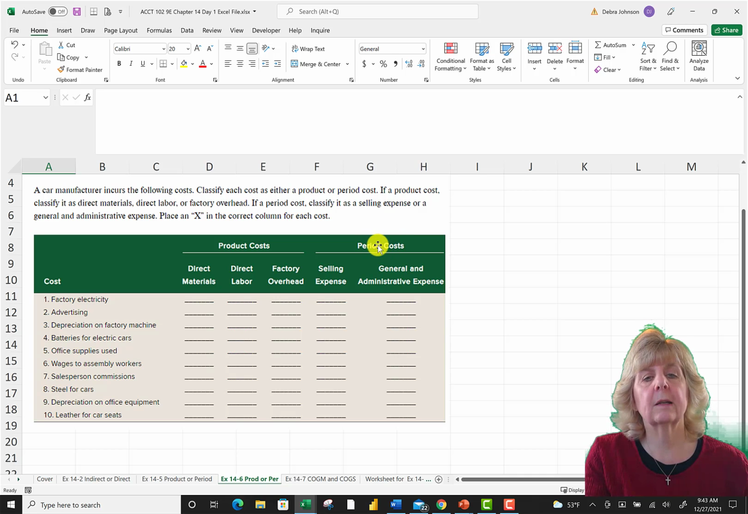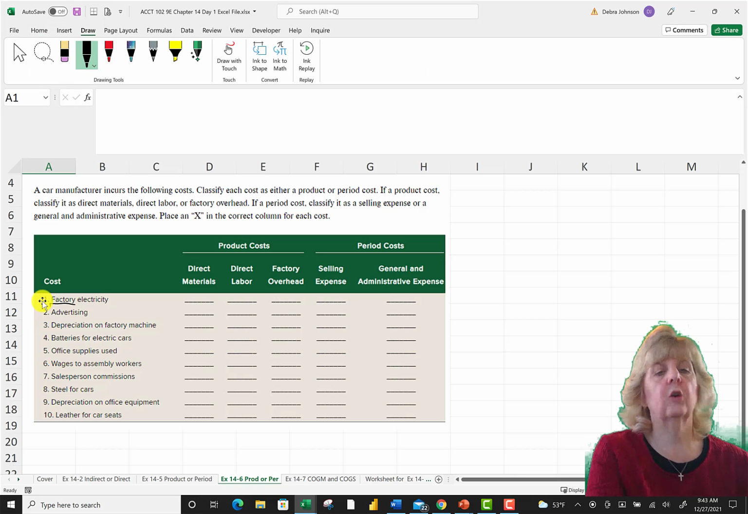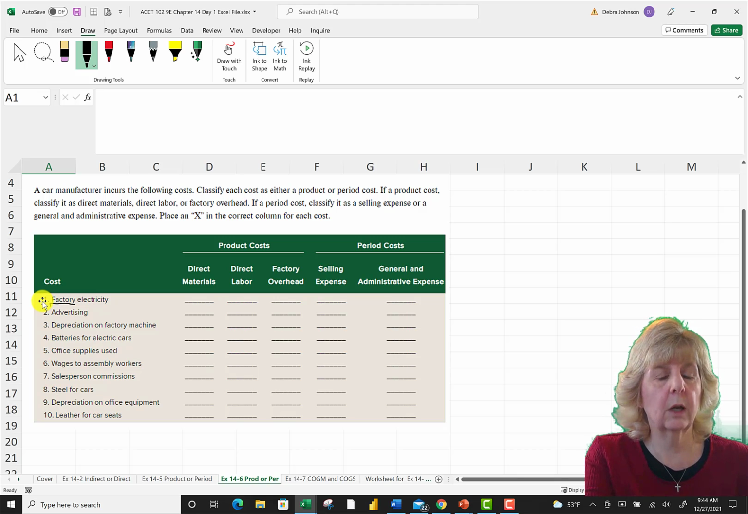Remember, those period costs are expensed immediately, and the author further would like you to classify those period costs into either a selling expense, which means it is related to the retail side of the organization, or a G&A for all other types of period costs. Okay, I'm going to hone in on key words. Factory electricity. The word factory tells you that it is a product cost, and because electricity is not a direct material and not direct labor, it would be considered a factory overhead cost.